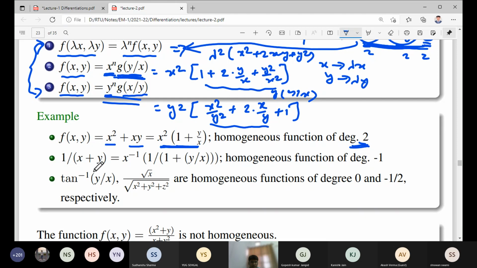Similarly, 1 upon x plus y. This is again a homogeneous function, because you can express this function as x to the power -1 multiplied by 1 upon (1 plus y upon x). This is our g of y upon x. So degree is -1. So this function 1 upon x plus y is homogeneous function of degree -1, right? Similarly, tan inverse y upon x and square root of x upon x square plus y square plus z square are also homogeneous functions of degree 0 and -1/2.